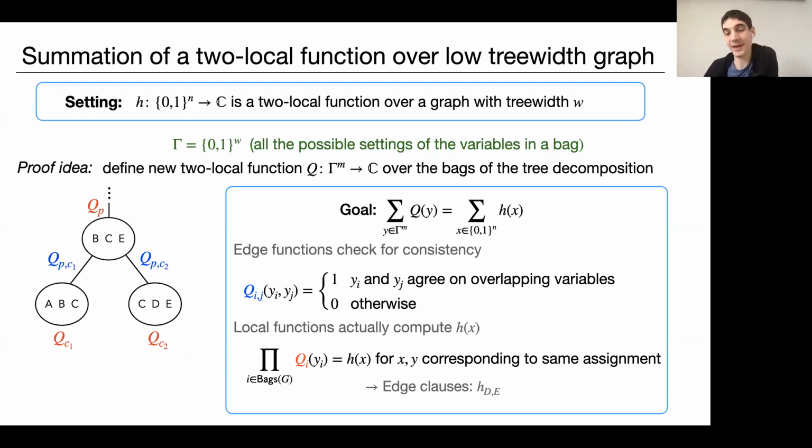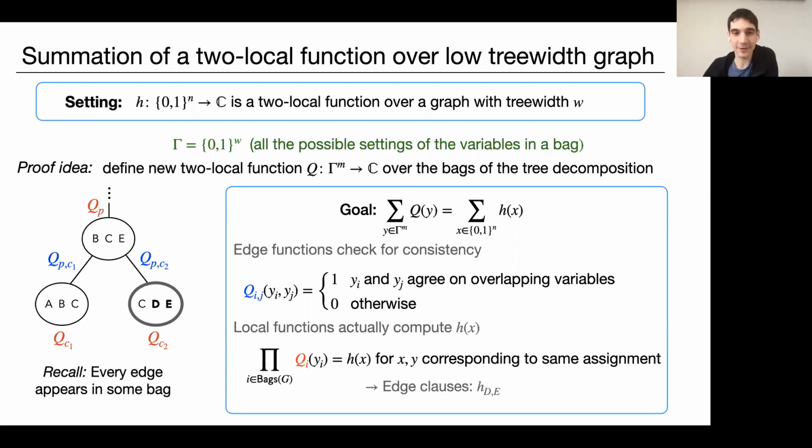Slightly more complicated, that also has edge clauses in the two-local function. But once again, a crucial property of the tree decomposition is that every edge also appears in some bag, which means we can associate the clause H_DE with this bag that contains both the vertices D and E. And so once we've done these two steps, we've done everything.